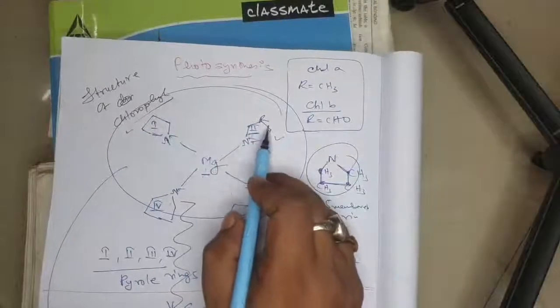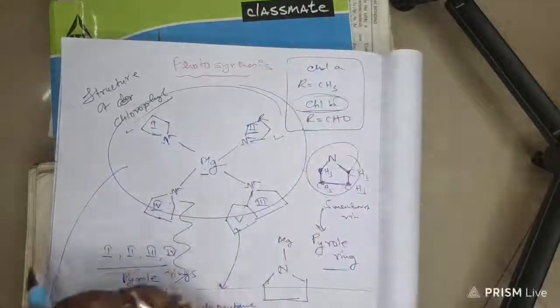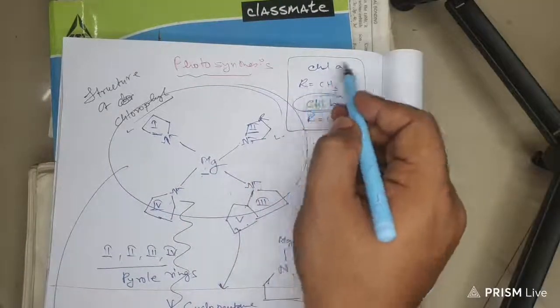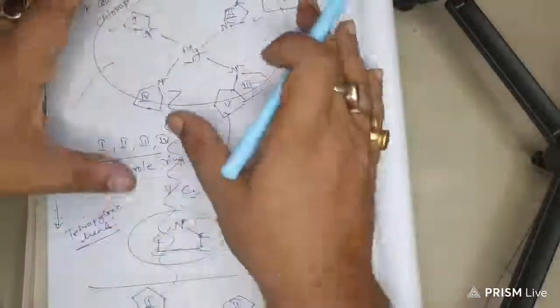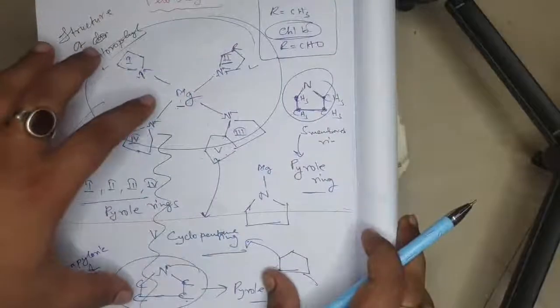Not how CH3 and CHO. If in the R position CHO is there, then you will call it chlorophyll B. If CH3 is there, then you will call it chlorophyll A. That is just the structural difference of chlorophyll A and chlorophyll B in this entire thing.